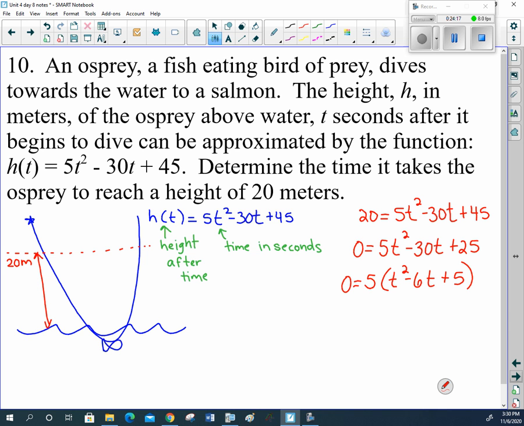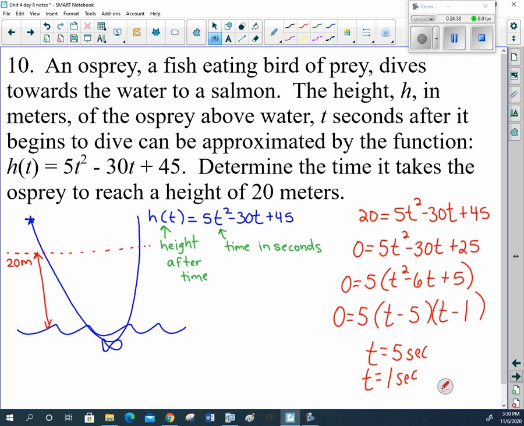Now look at that quadratic, t squared minus 6t plus 5. I think that'll factor, so let's go ahead and factor that. We're not going to need to use the quadratic formula. So t minus 5 and t minus 1. Solve it. So t equals 5 seconds or t equals 1 second.